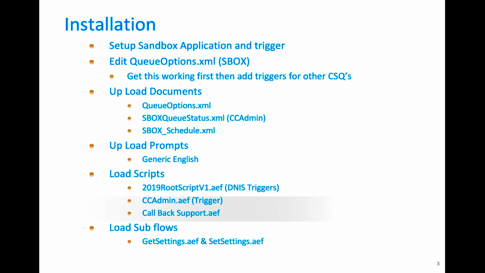Load up your scripts. Load the 2019 root script version 1. And then the CC admin script and the callback support AEF, you'll have to make a Boolean decision about which one you want to use, and make sure you've got your get settings and set settings loaded.